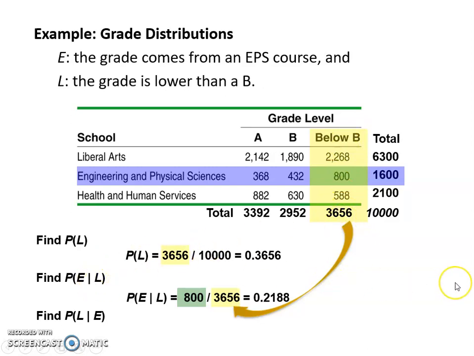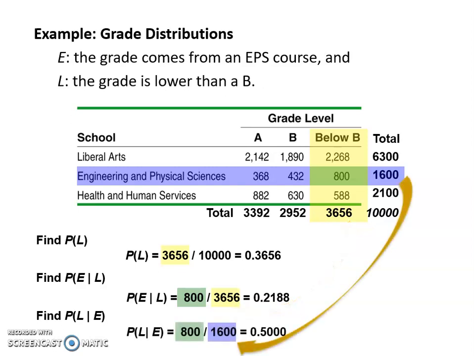Okay? So then our next one, find the probability that the grade is lower than a B, given that the grade comes from an engineering physical sciences course. Okay, so the numerator is still the same because it's still the same place where they overlap, but now your total, who you're looking at, is different. We're focusing just on the engineering and physical sciences. So that's now my denominator. Notice how these are all three different answers because they're all three describing different events and their probabilities.